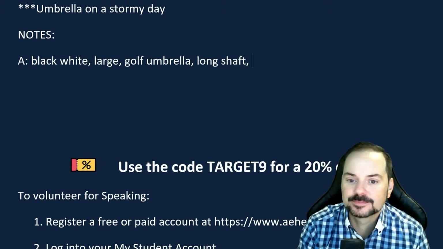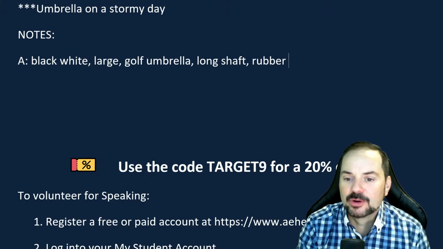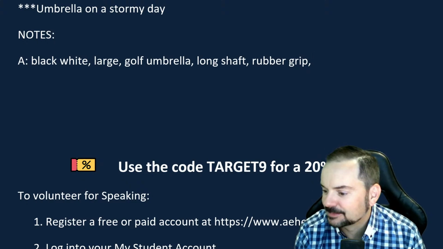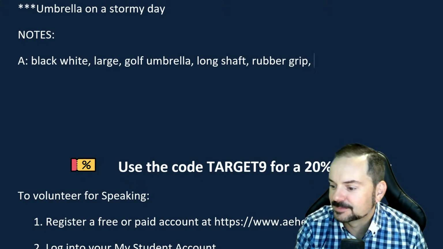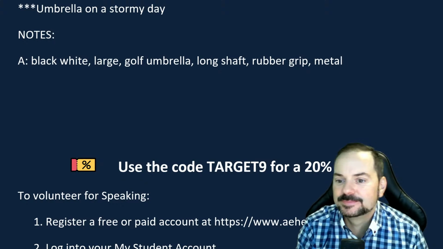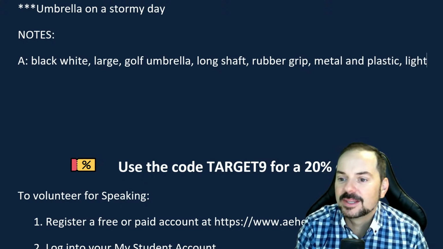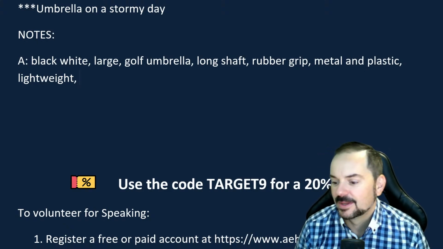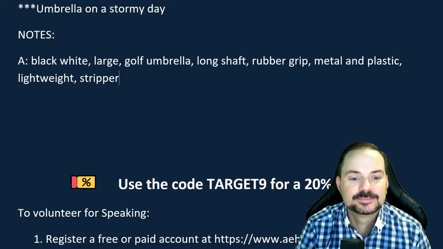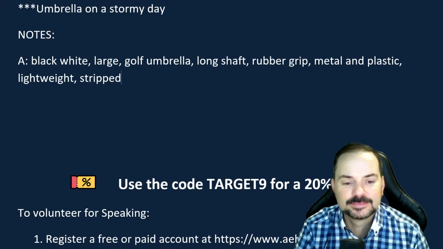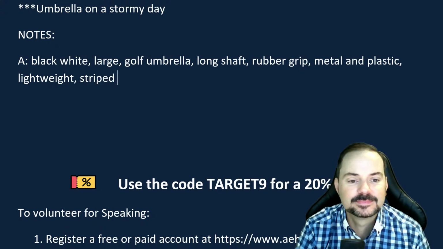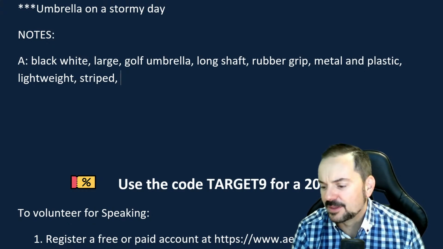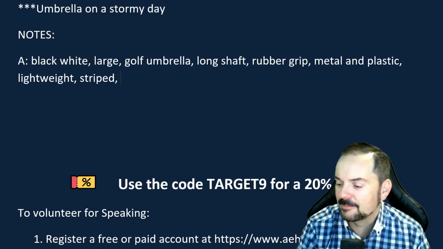Okay. Rubber grip. All right. Metal and plastic. Lightweight. Sure. I like it, Sanantha. Okay, Isa says striped. Sure. Yeah, try and keep waterproof, I think, is given, right? Okay.